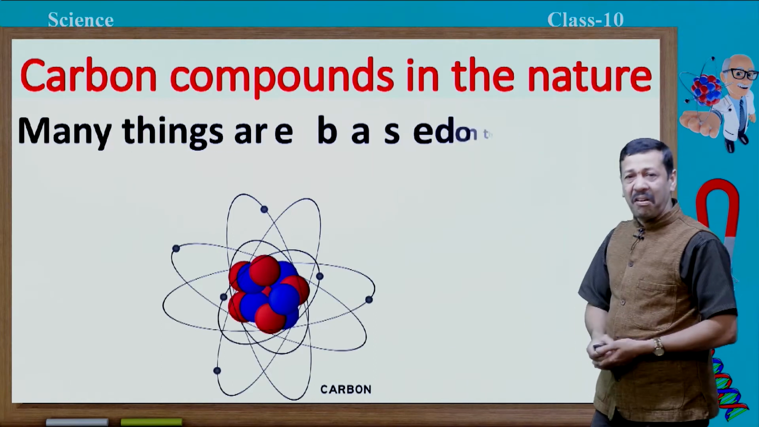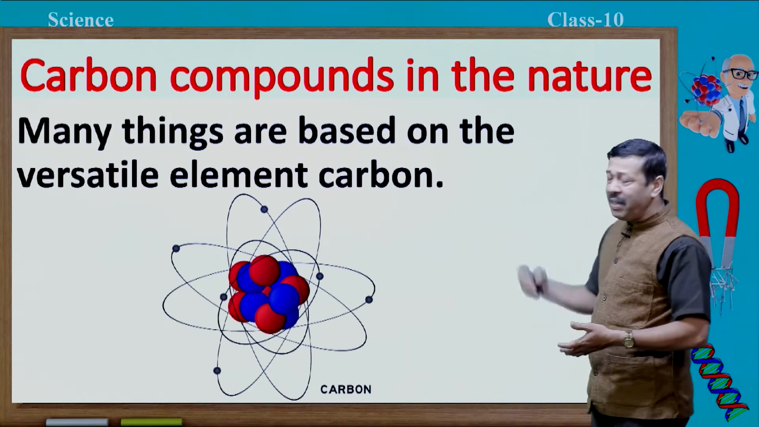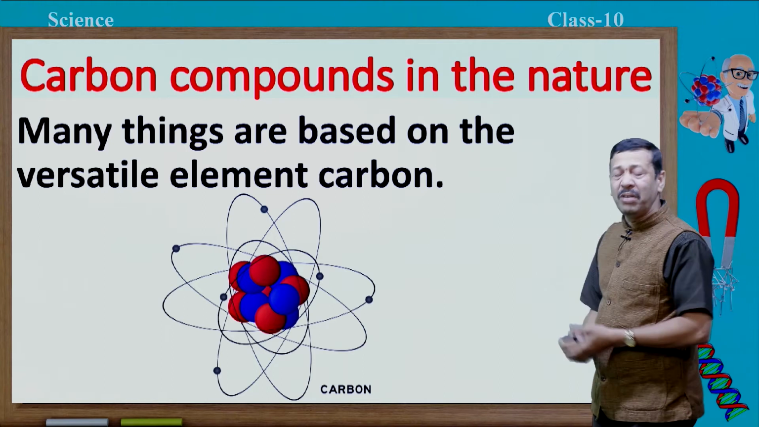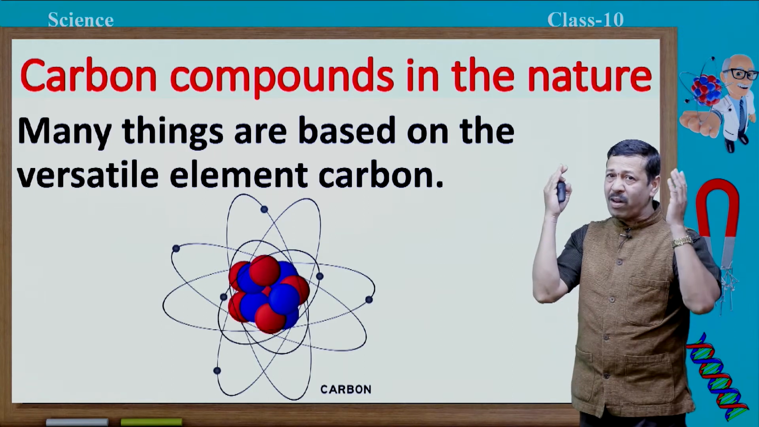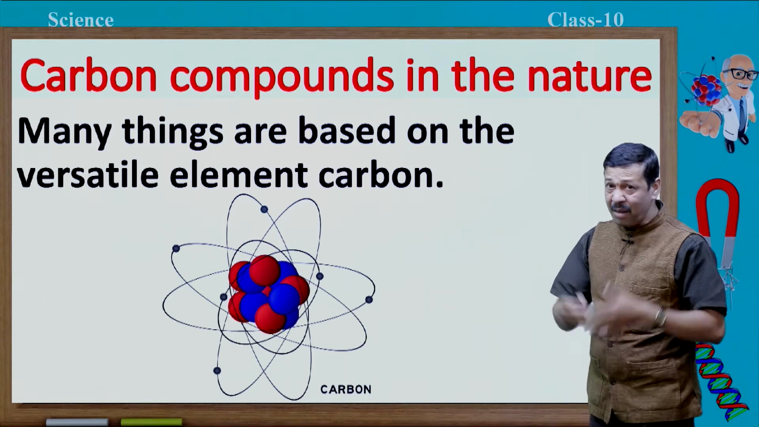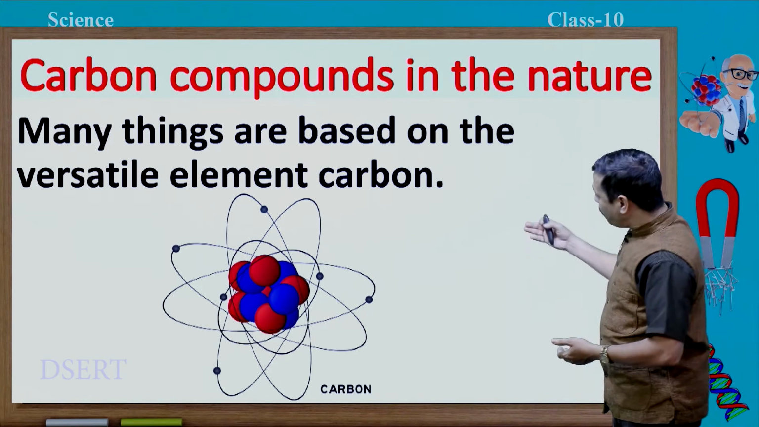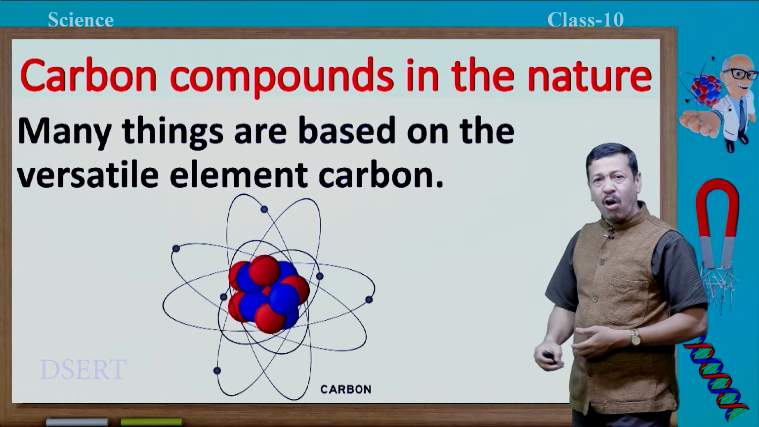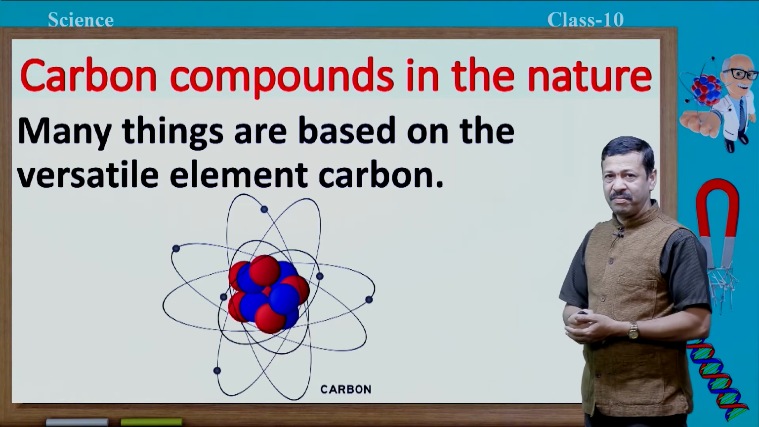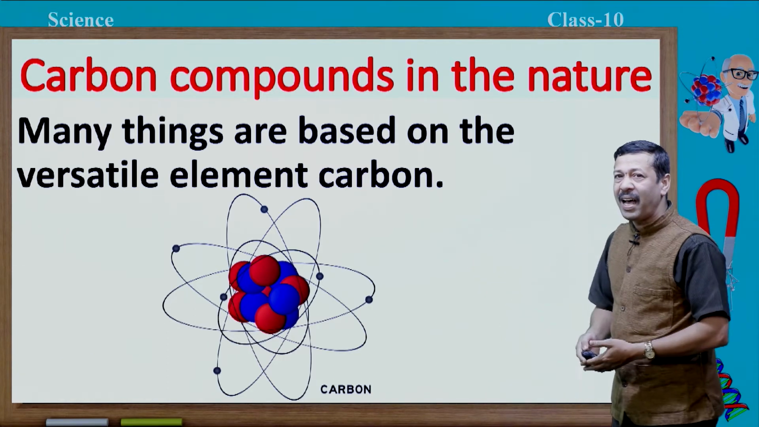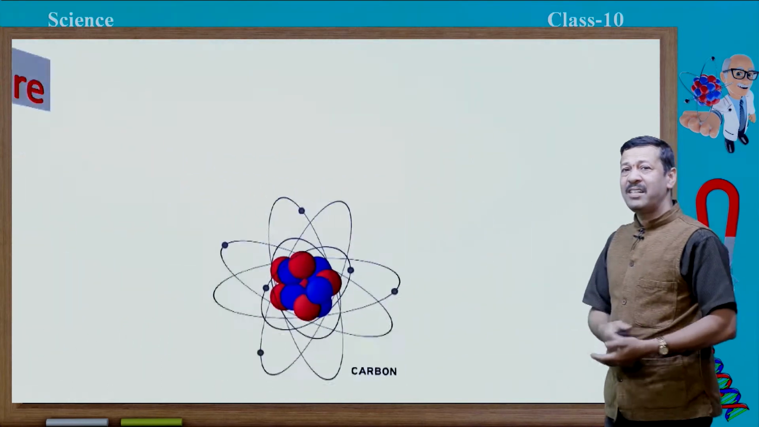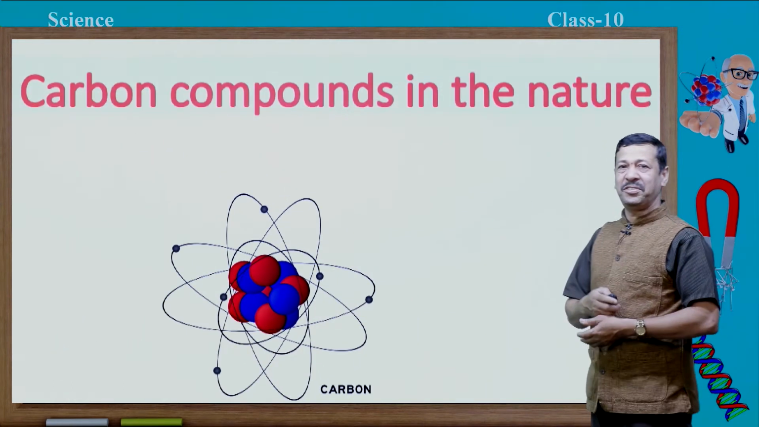Carbon compounds are there in our nature. Many things are based on carbon only. This is called the versatile king. Carbon is the king of versatility. Here you are seeing how many protons, how many electrons. Yes, carbon has 6 protons and 6 electrons.